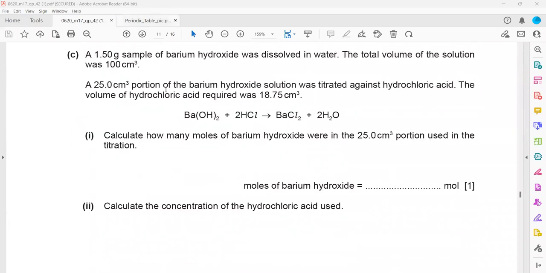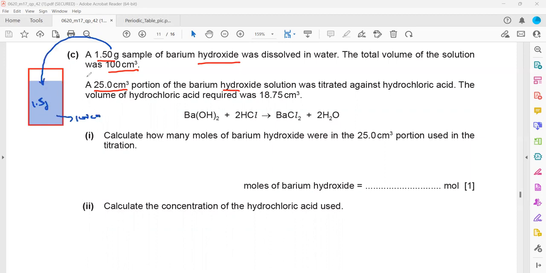The next part, C: 1.5 grams of barium hydroxide was dissolved in water. Like barium hydroxide, we make a solution, and the total volume of the solution is 100 cm3. Then out of 100 cm3, we took a 25 cm3 portion. What we did was take 100 cm3 of water and add this 1.5 grams of barium hydroxide to it.